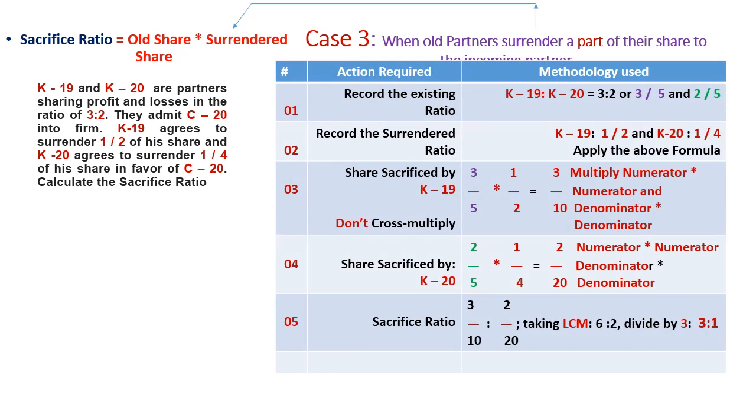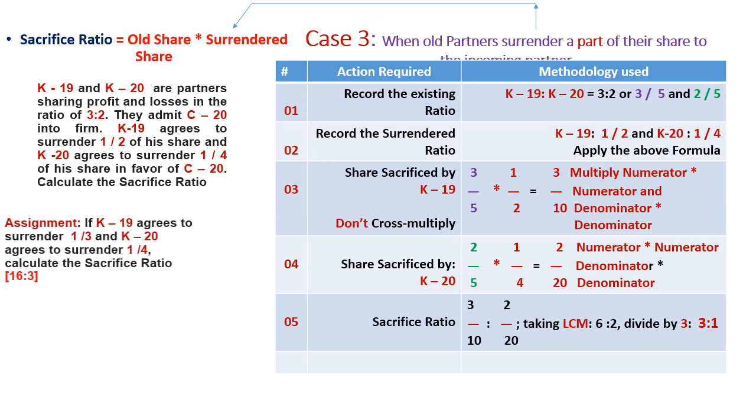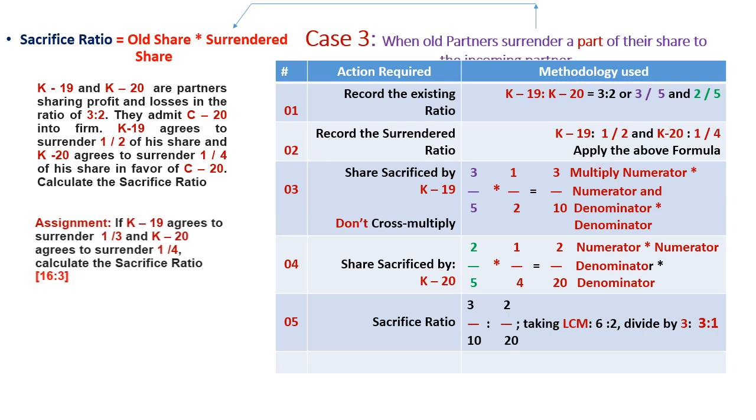Very, very important. Now the table is there. Record the existing ratio, that is 3 is to 2. Record the surrender ratio, K19 half, K20 one fourth. Apply the above formula. Share sacrificed by K19, 3 by 5 into half, old ratio into surrender share. Multiply numerator into numerator, denominator into denominator. Don't cross multiply, which comes to 3 by 10.